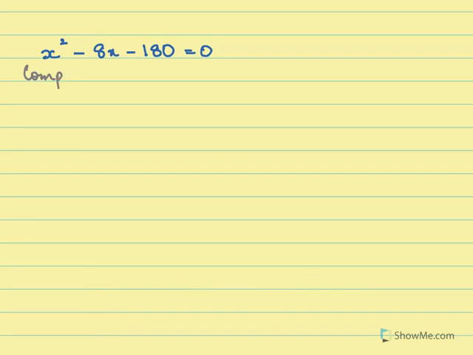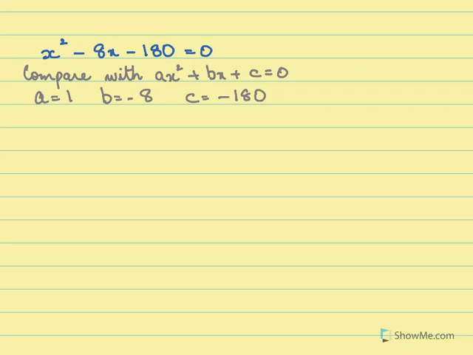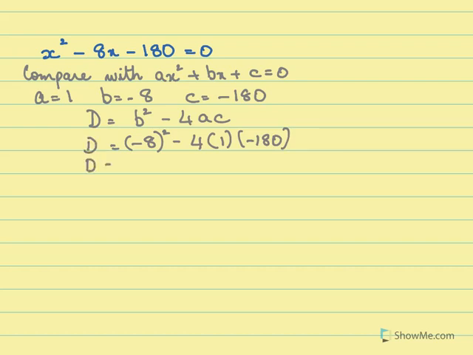We now compare with the general equation. On comparing, my a is 1, b is minus 8 and c is minus 180. Now let's find our d. The formula for d is b square minus 4ac: minus 8 squared, minus 4 times a which is 1, times c which is minus 180. So d will be 64 plus 720, so here my d becomes 784.